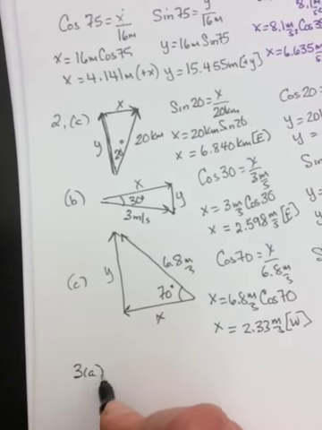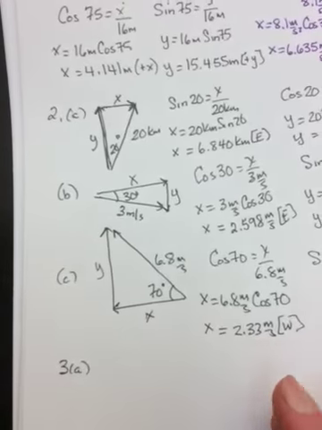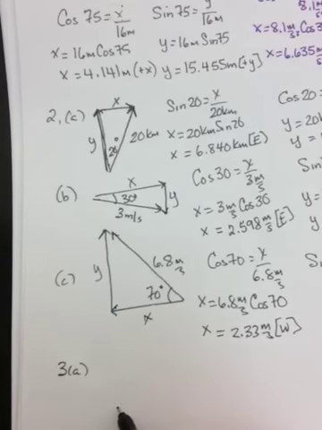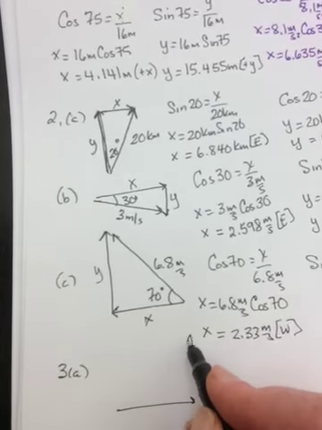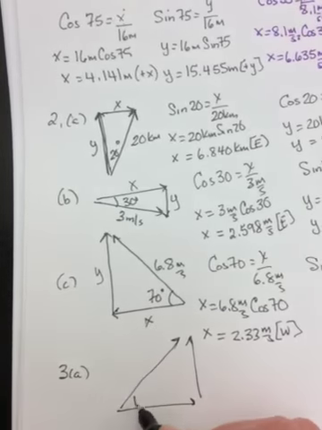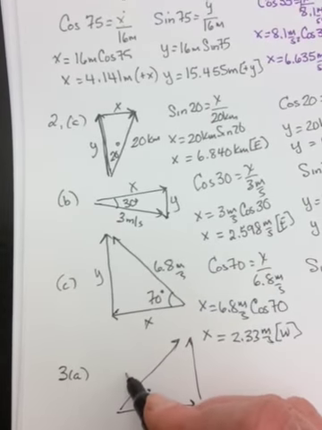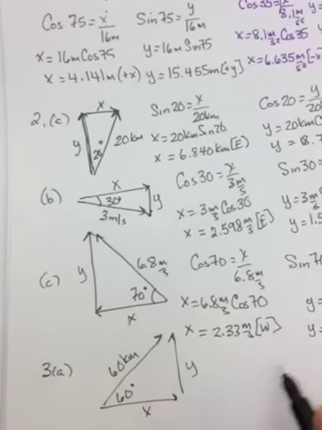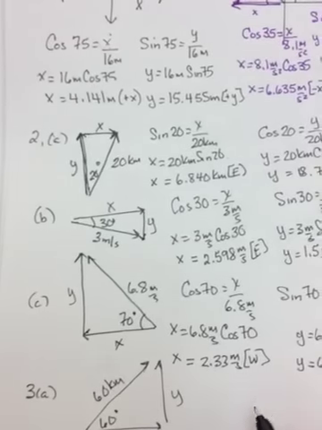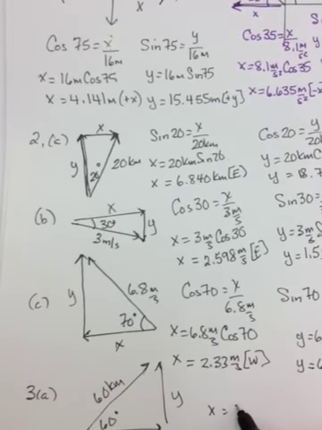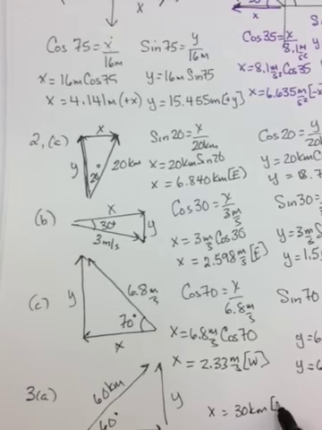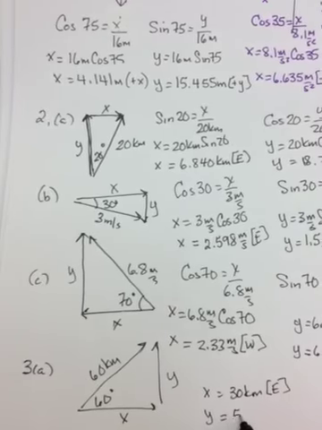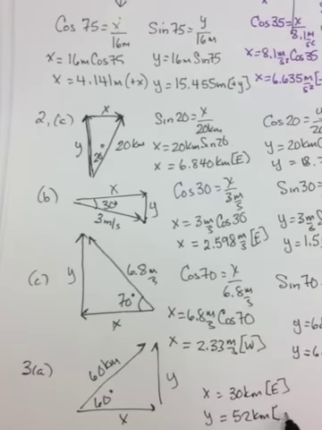Number 3 is exactly the same thing, just a lot of words. In the end, it's telling you that it's east 60 degrees north. So this is 60 degrees, and it's telling you it's 60 kilometers. X is going to be cos, y is going to be sine again. X should end up equaling 30 kilometers east, and y should end up being 52 north. Sine and cos again.